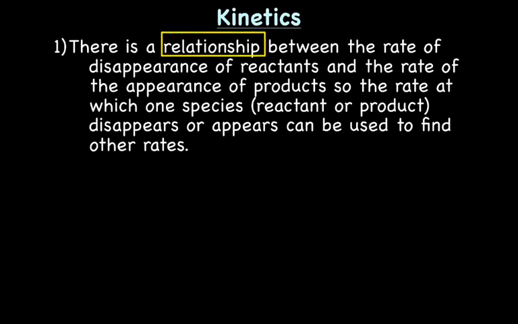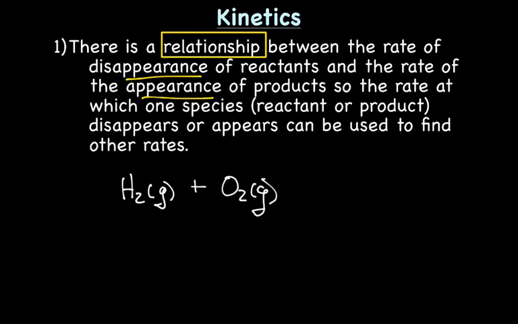So there is a relationship between the rate of disappearance of reactants and the appearance of products. The rate at which one species, the reactant or product, disappears or appears can be used to find other rates. So let's think that through for a moment. Let's say we have hydrogen gas and oxygen gas. They react and form our favorite, water. Well, we'll keep it in the gas phase. Now, what do you always have to do with an equation like this? You have to balance it, right? So we have 2 oxygens on the reactant side, so that means we need 2 oxygens on the product side, which we now have, but now we have 4 hydrogens on the product side, so we need 4 hydrogens on the reactant side. So there we go.